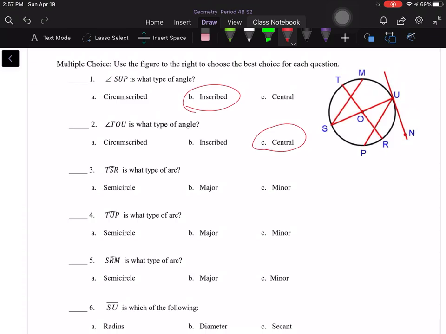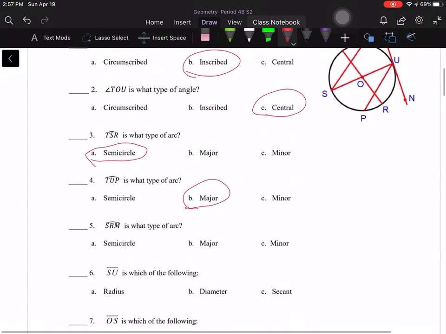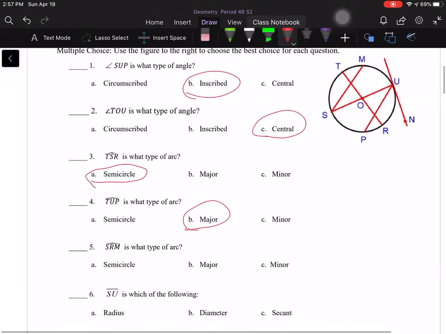Arc TSR, so TSR, I know it's going to be a semicircle or a major arc because it's got the three-letter notation. This one is a semicircle. TUP, that's a major because it's beyond the halfway point. Arc SRM, so SRM is also a major arc.